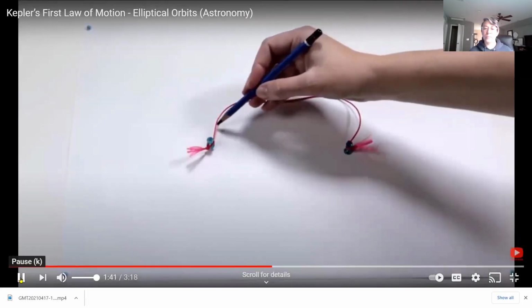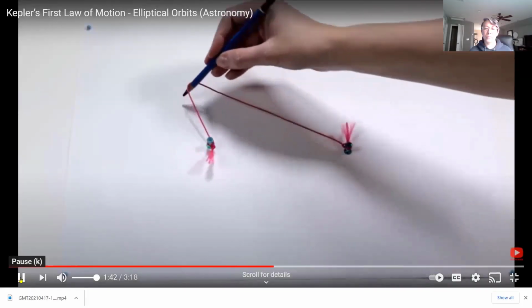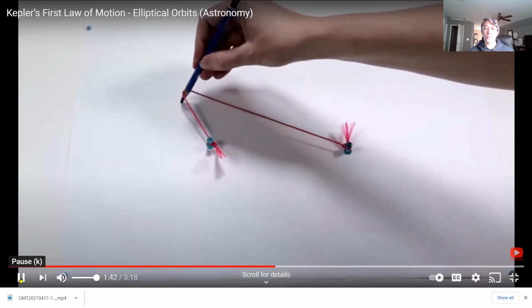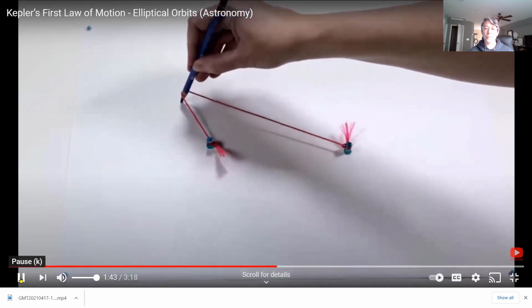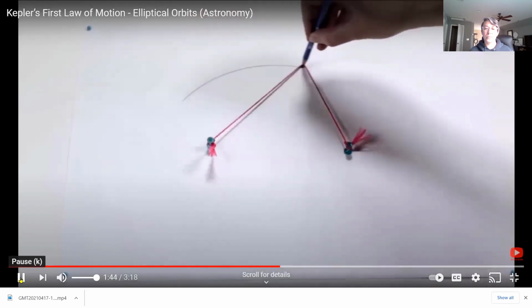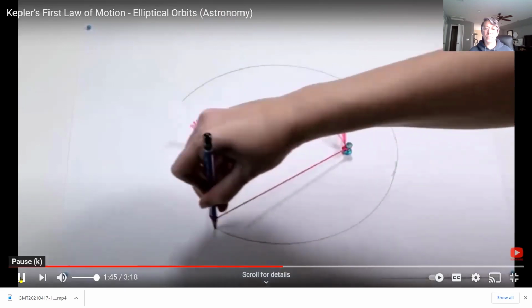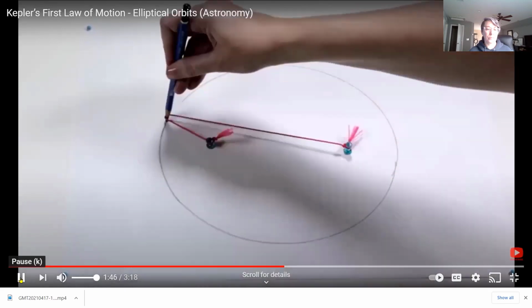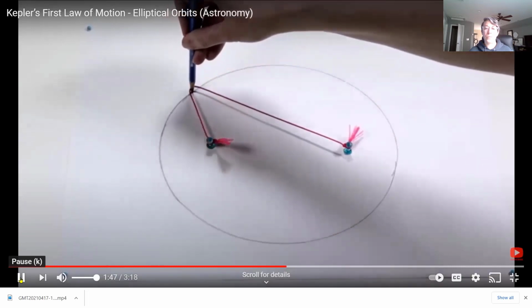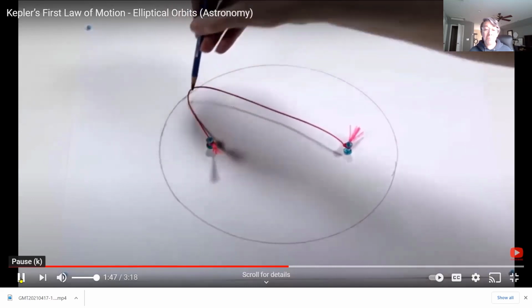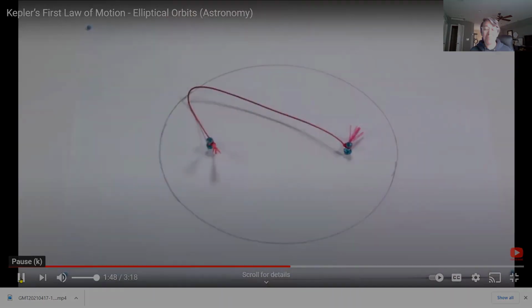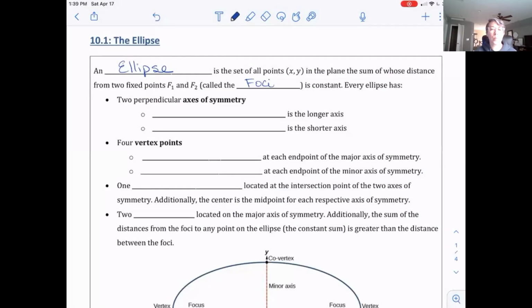Okay, so those two pins are your foci. That string represents the distance to any point on that ellipse. And as you move it around, the string doesn't change size, okay? So that's just what it's referring to as an ellipse. So anytime we talk about orbits, as things are moving around planets and moons and such, they move in elliptical format and there's this constant distance, okay? So that's what that's referring to. And we'll talk about foci a little bit more here in a minute.